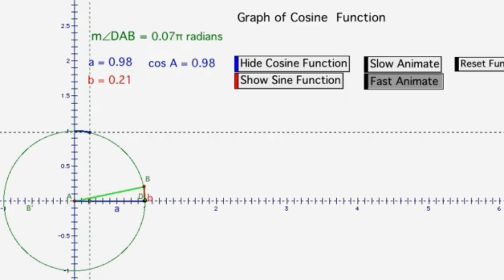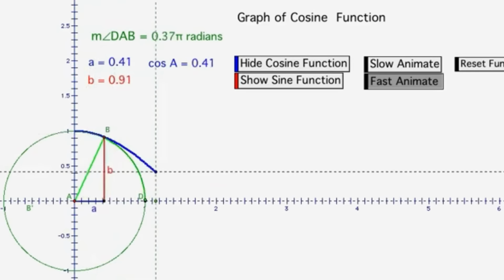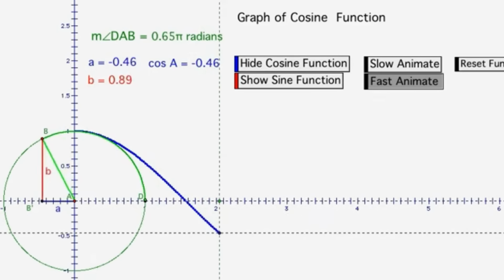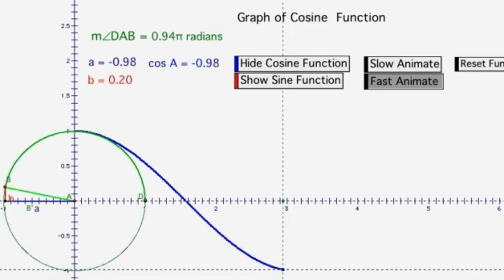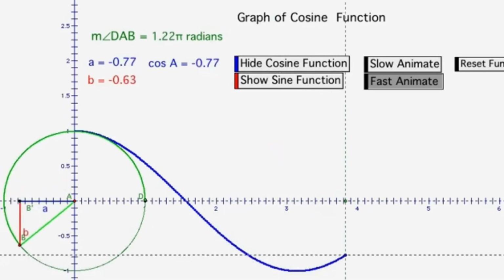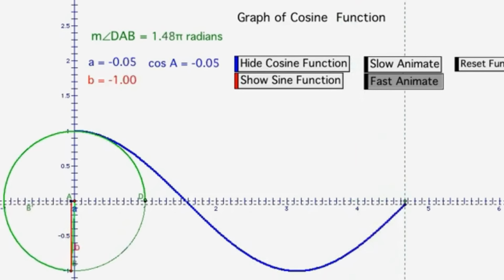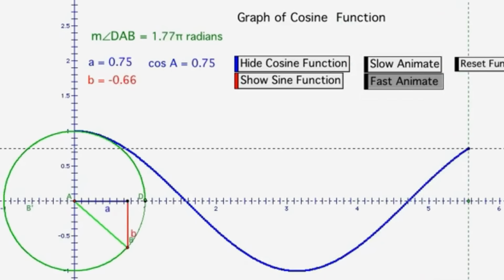Similarly, the cosine function also has a period of tau. At theta equals 0, cosine of theta equals 1. Theta equals 1/4 tau, cosine of theta equals 0. Theta equals 1/2 tau, cosine theta equals -1. Theta equals 3/4 tau, cosine theta equals 0. And theta equals tau, cosine theta equals 1.